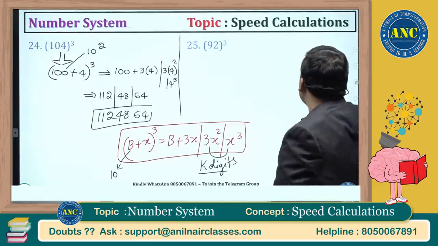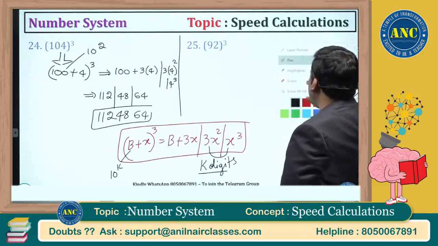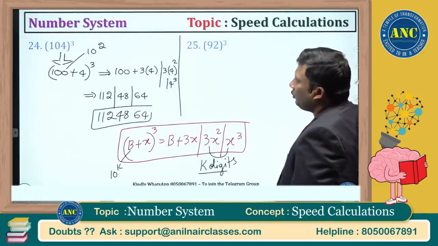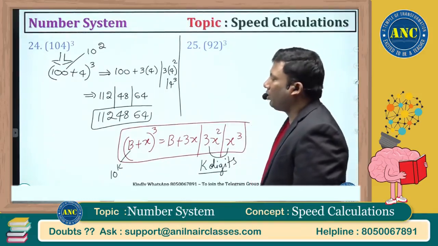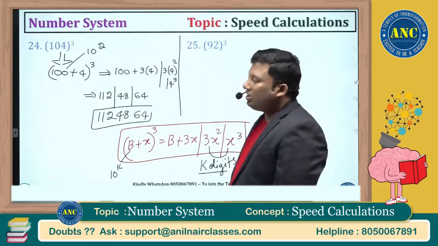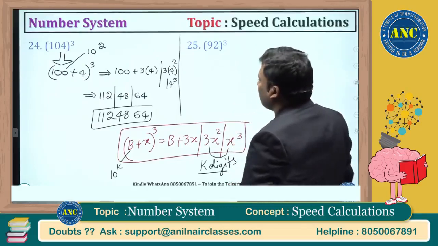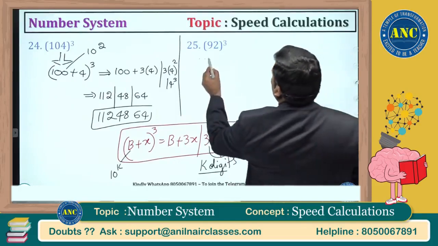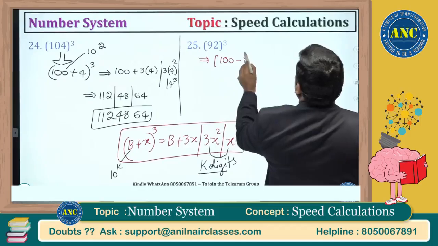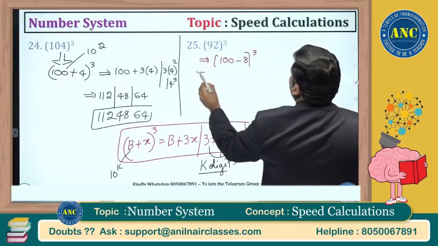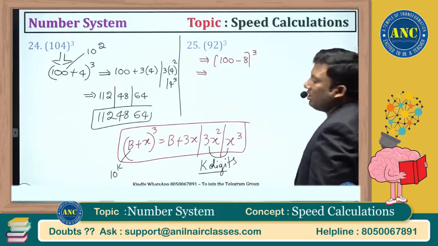B plus x power 3 is b plus 3x, 3x square and x cube. 100 is 10 square. Last two places 2 digits. 92 cube. This is a very good question. It is 100 minus 8 power 3.